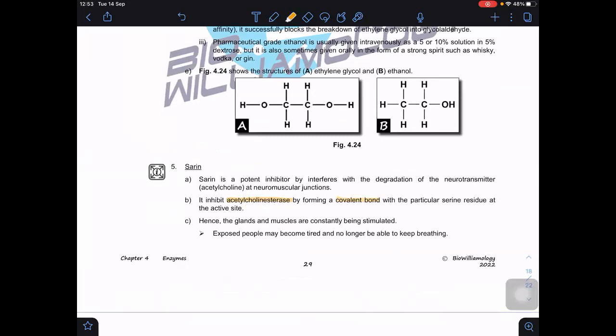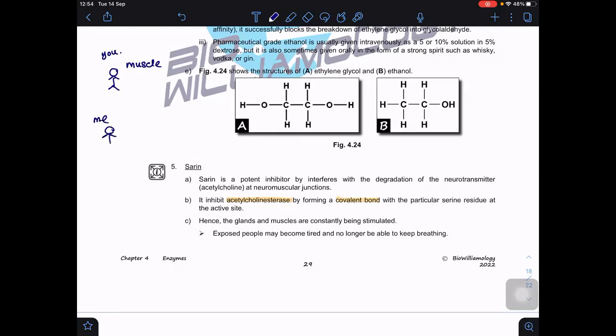Therefore, our glands and muscles will continue to be stimulated. We will become very, very tired and no longer be able to breathe. We will die painfully. Okay, so this part, too bad, because we have to learn it in A2 only, you understand. Okay, so I will use a very simple way to explain. Now, you are the muscle. Okay, you are the muscle. That's me.